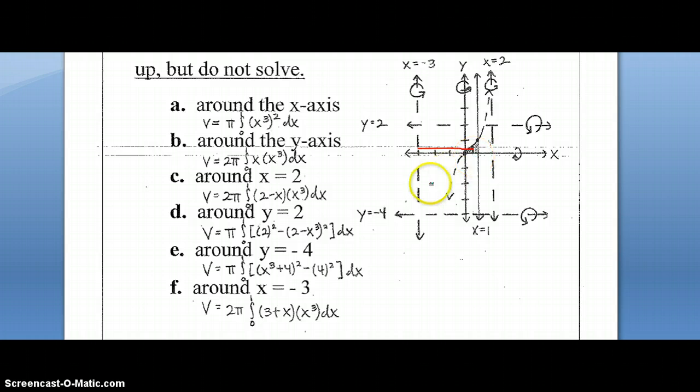So our final integral for part F is 2 pi times the integral from 0 to 1 of our radius, 3 plus x, times our height, x cubed, dx. You could actually integrate all of these, but in this case it was just asking us to set up and not solve.